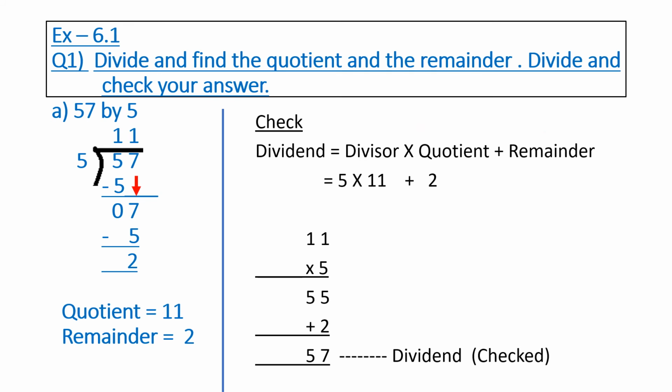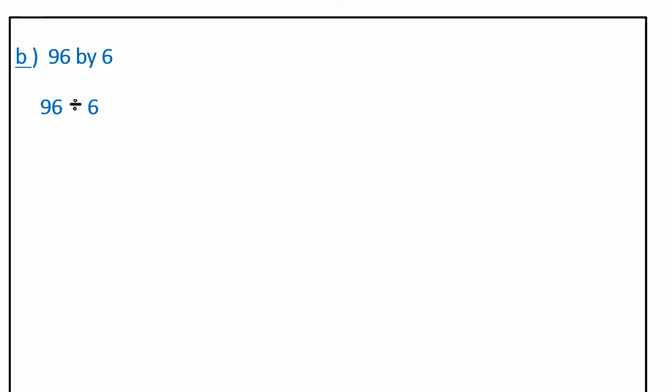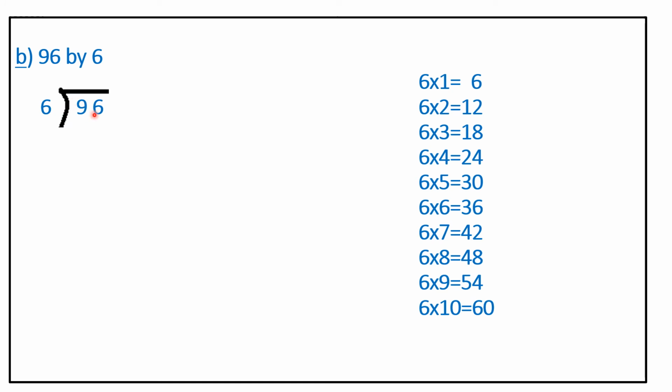I am solving one more question, children. It will be more clear. Just take the second question. You have to divide 96 by 6 and you have to check your division also. Okay. Write 96 divided by 6. Now again make a symbol here. And then you write the divisor, the bracket, and the dividend inside this symbol.